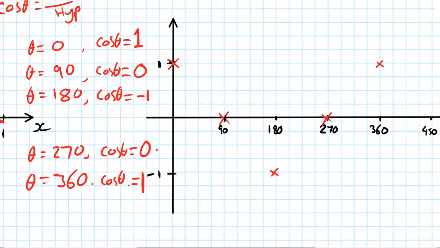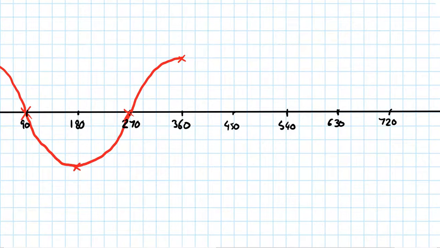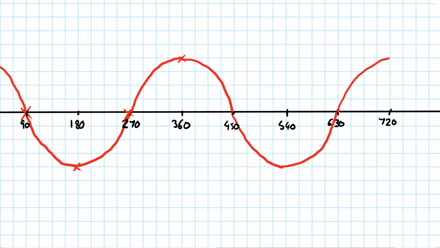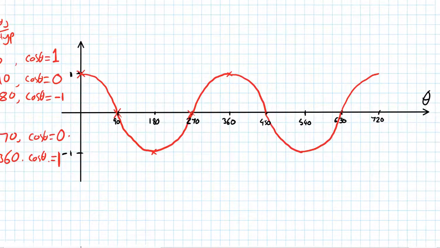So what does this look like? Well, if I was to draw all of the points, it will look something like this. And just like when we did the sine graph, it's going to repeat itself every 360. For example, an angle of 450 will be the same as an angle of 90. So we can carry on drawing this forever. And there is another cycle. Look there, that will complete the graph right up to 720. So your cosine graph looks something like this.